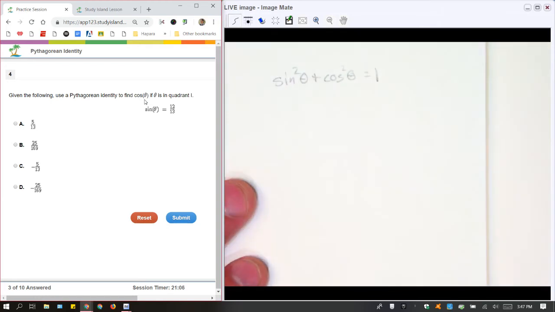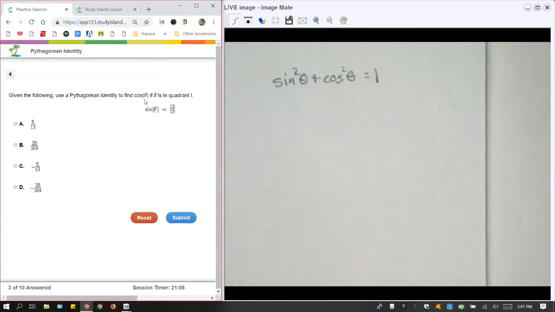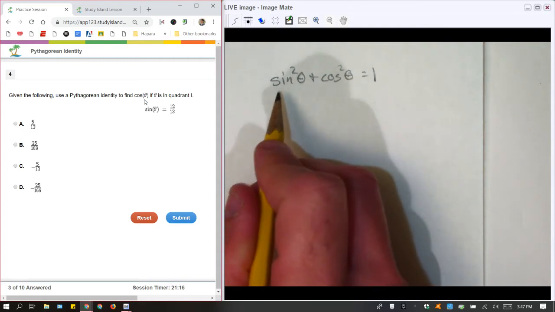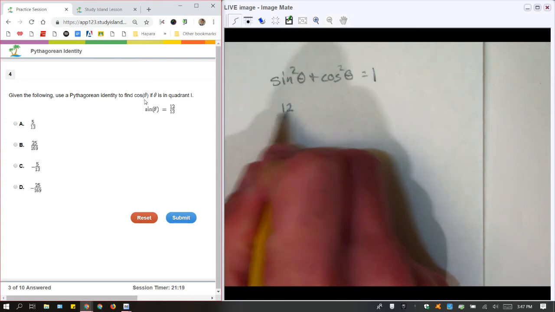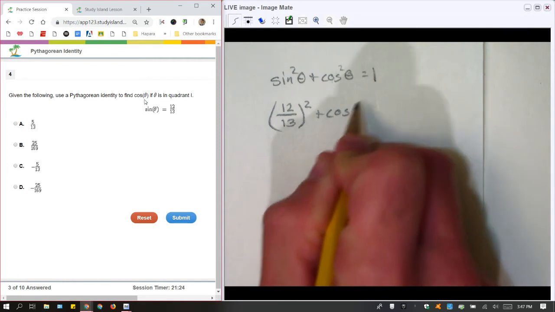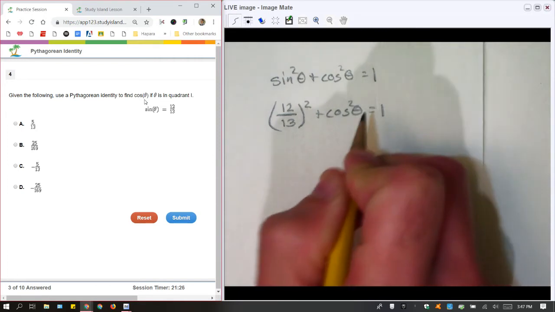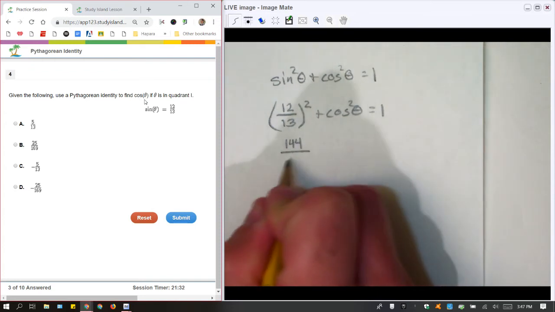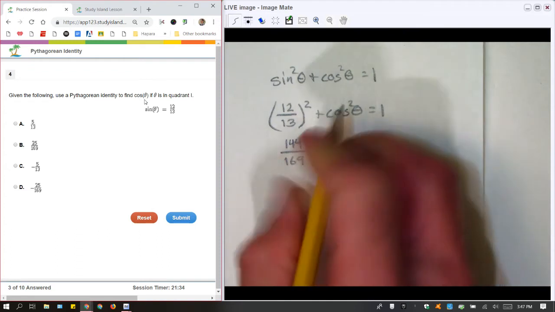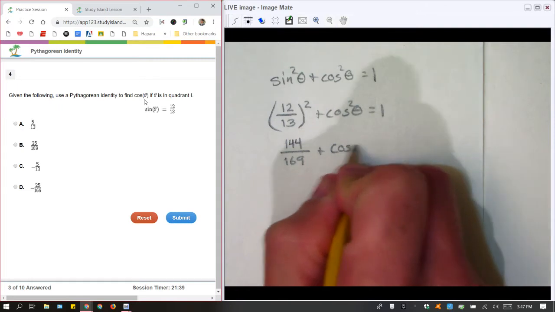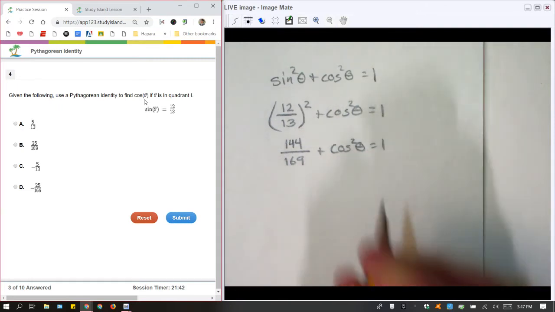This is our identity we're going to use for this one because it gives us sine and asks us about cosine, so we don't need tangent. So let's go ahead and get started. The sine of theta is 12/13, so the sine of theta squared is 12/13 squared, plus the cosine of theta squared is equal to 1. 12/13 squared is 144 over 169, because 12 times 12 is 144, 13 times 13 is 169. So plus the cosine of theta squared is still equal to 1.